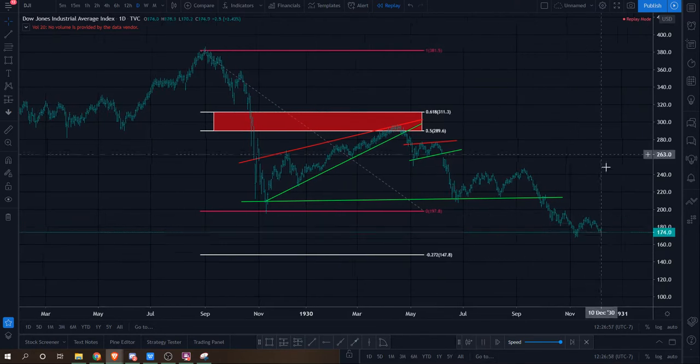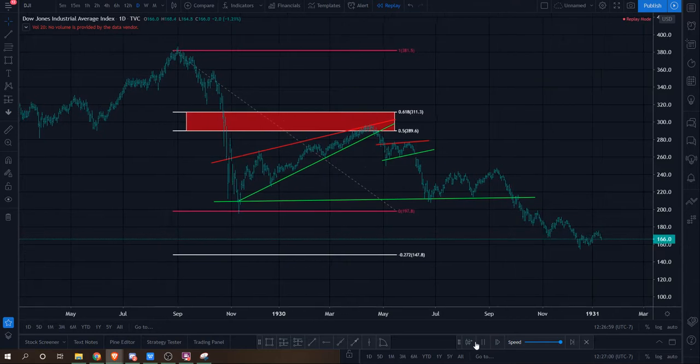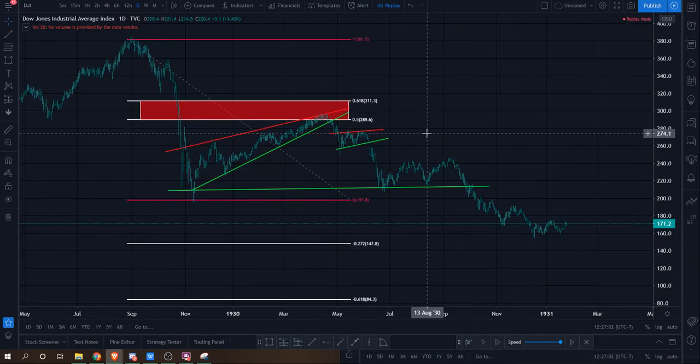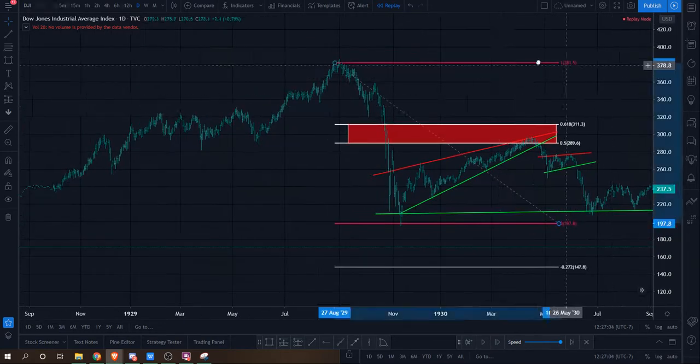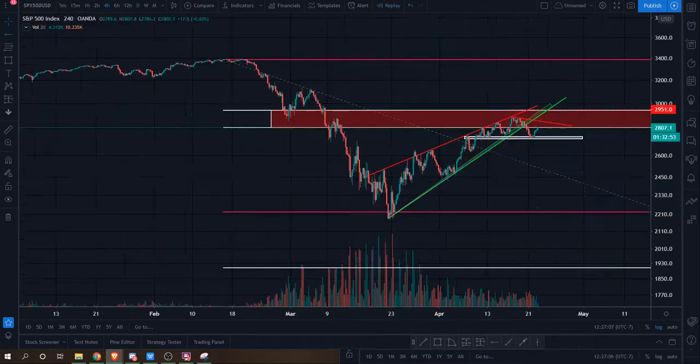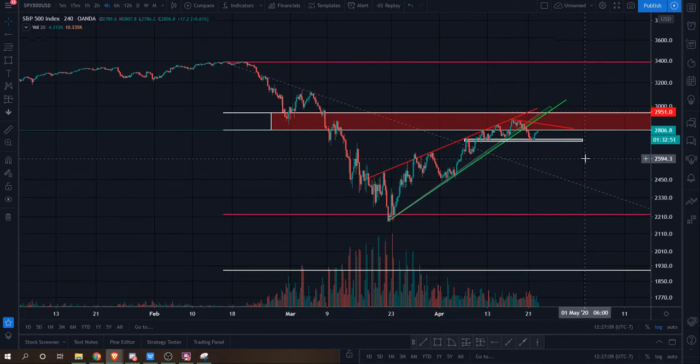Let's just continue on. It just continues downwards for a very long time here, but looking at how this structure played out and how this structure currently looks in the market, I think they are pretty similar in terms of the price action. You see a massive move to the downside. You see a pullback to a key level of supply.